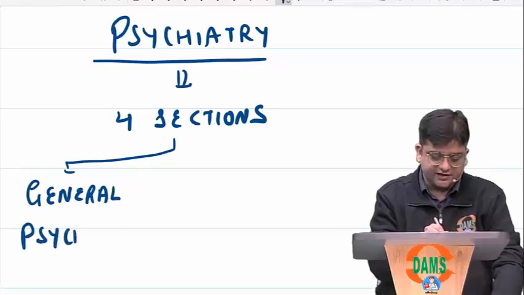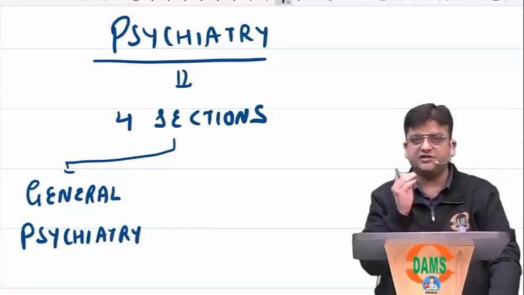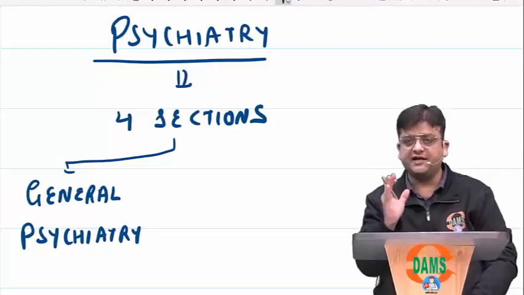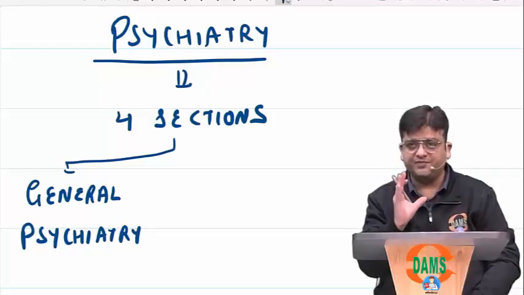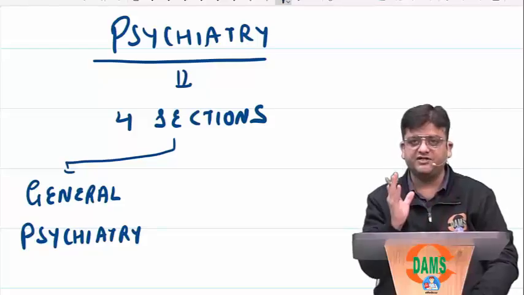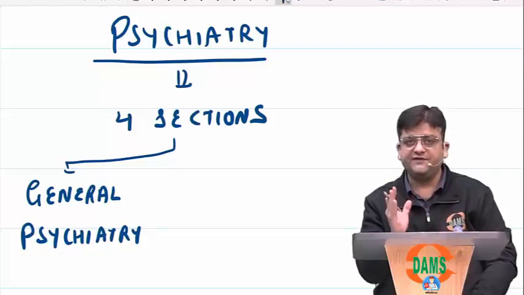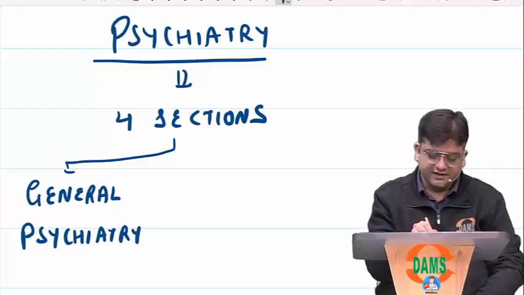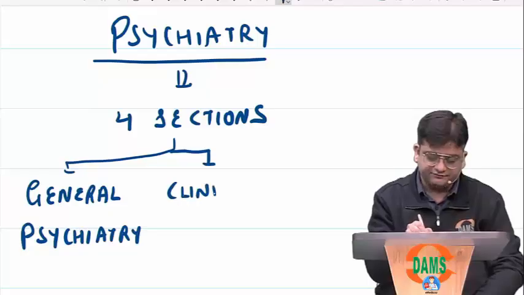Any subject in MBBS, you start reading with the general part first. General part means basics, understanding how the patient presents, the signs and symptoms. Like you read general pharma, you read general patho. Similarly, we shall read general psychiatry first, the understanding. Then we shall move on to clinical psychiatry.